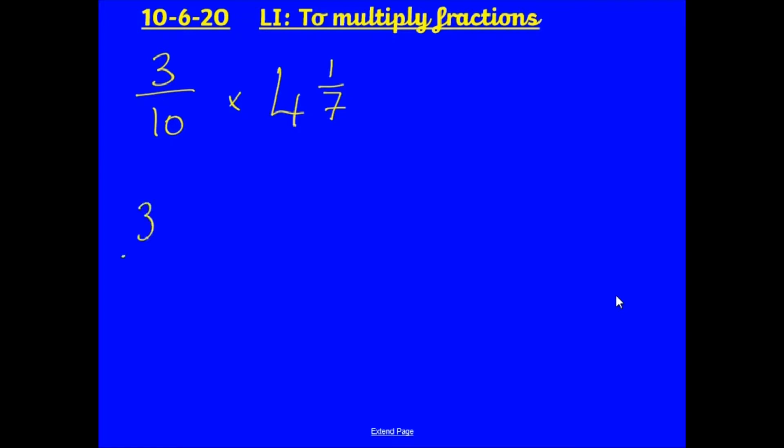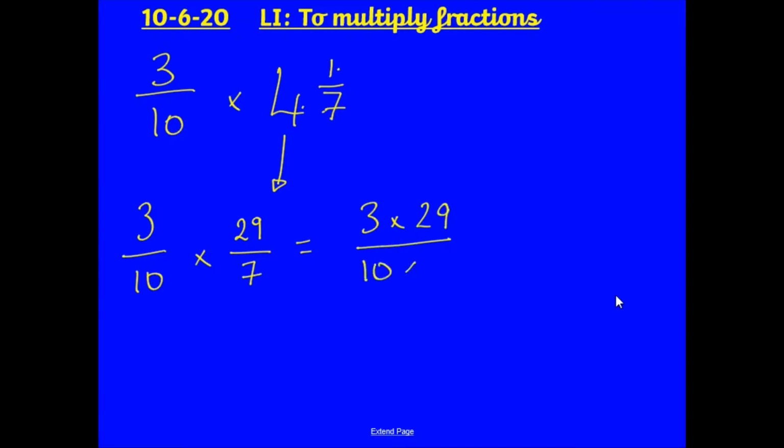So again, I'm going to have to change this into an improper fraction, a top-heavy fraction. So 4 times 7 is 28, plus my 1 is 29. So it's 29 over 7. And I can now work this out. So that is going to be 3 times 29 over 10 times 7. Well, the denominator there is quite easy. Okay, 3 times 29.